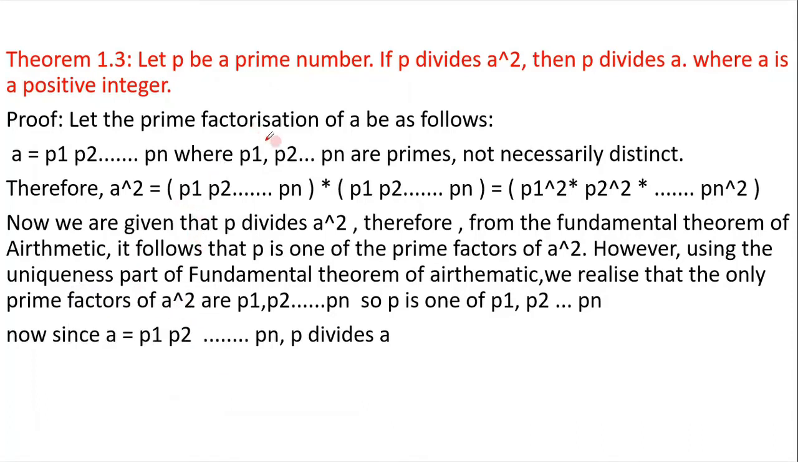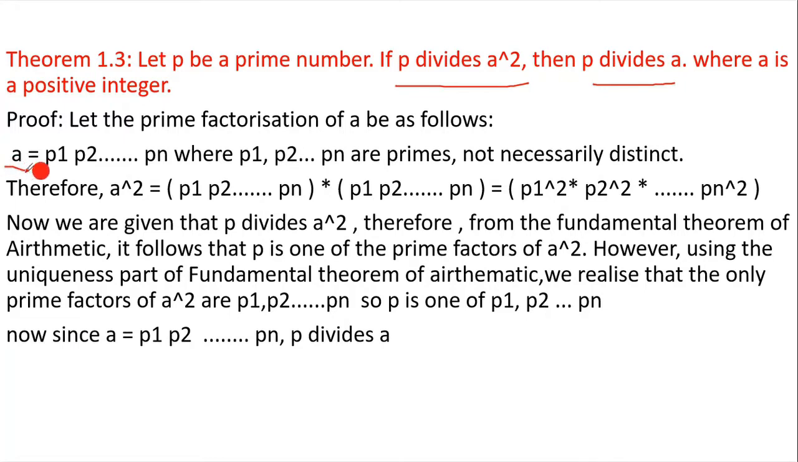1.3. Let P be a prime number. If P divides A square, then P divides A. What does the theorem state? If P is any prime number, and if P divides A square, then P divides A, where A is a positive integer. For the proof, let us take A to be any natural number, and we want to find the prime factors for that.